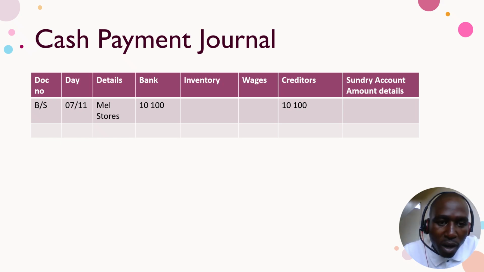That money is not for inventory, so we won't write under inventory. That money is not for wages, so we won't write under wages. It is for creditors control. So we write 10,100 also on creditors control. There are our two accounts affected: bank and creditors control.